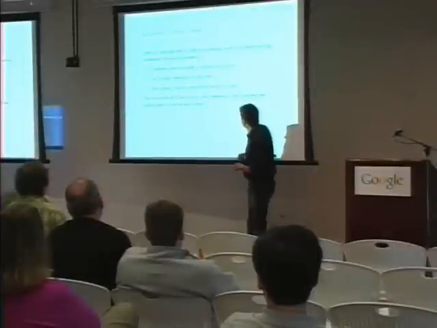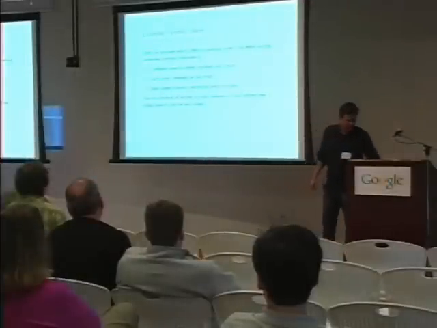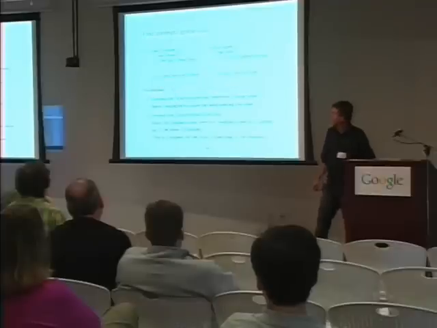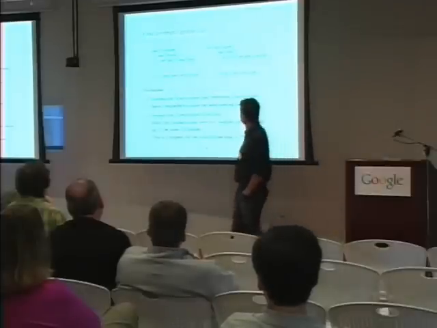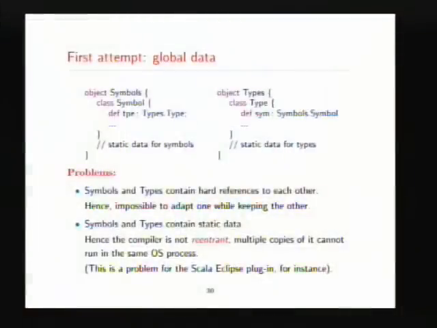So the first attempt of writing a Scala compiler in Scala defined two global objects, one for each aspect. So there would be an object Symbols and an object Types. And that defines a class Symbol, and that defines a class Type. And they refer to each other here. And they might also even have static data.